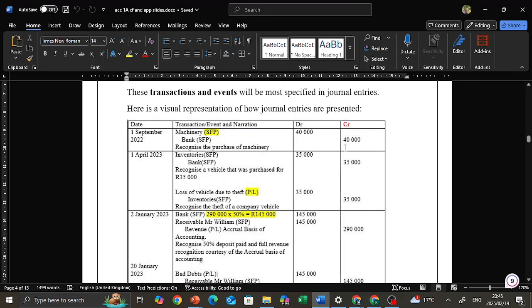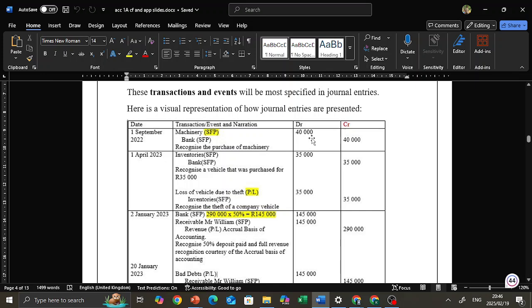Cool. This is your format. So you would say date 1 September. For this example, we purchased machinery. On the 1st of September, machinery was purchased for cash. That's a standard scenario. 40,000 Rand, to be specific. You would debit machinery and you'd classify it as SFP. SFP is basically stating that this account title belongs in the statement of financial position.